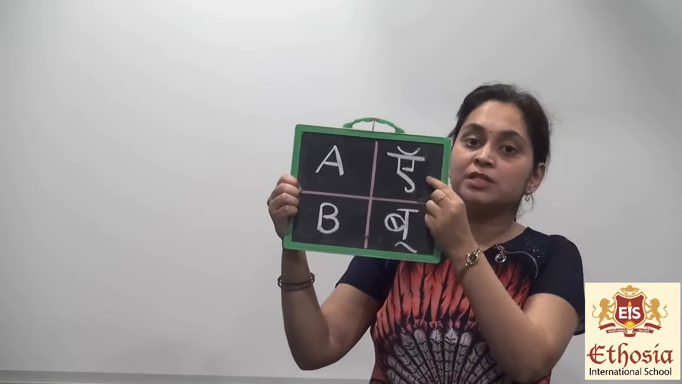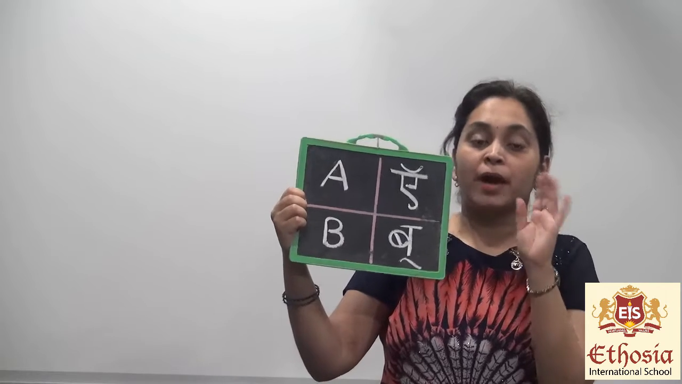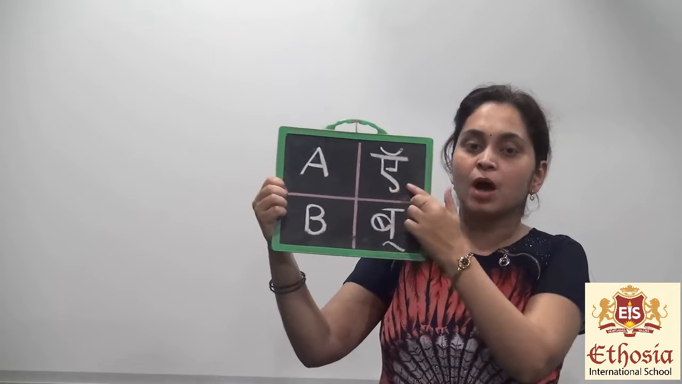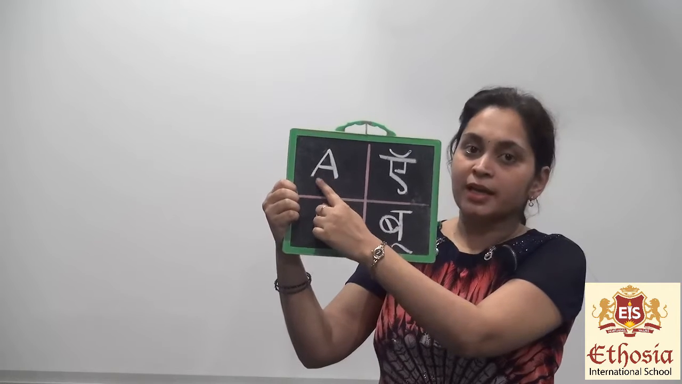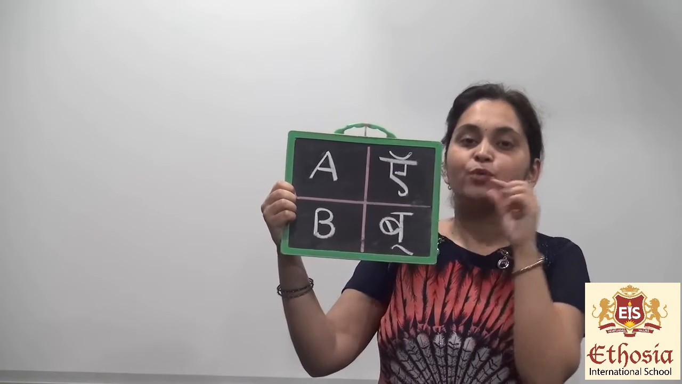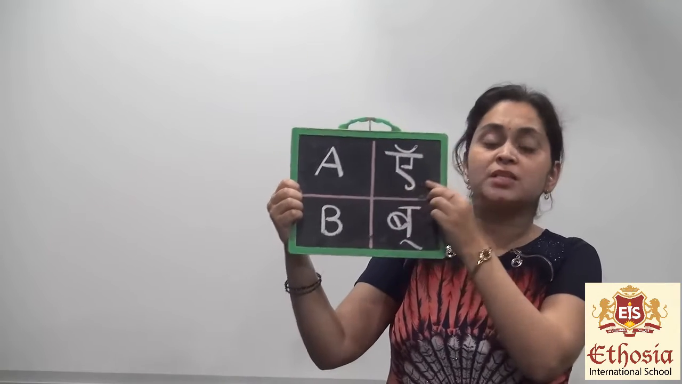Alright, and when you take out the sound from your mouth, you have to keep in mind that you have to open your mouth properly, and then take out the sound. So this is capital A, and capital A says A. You have to open your mouth and then take out the sound. So the sound is A.